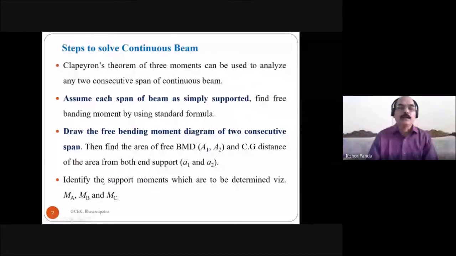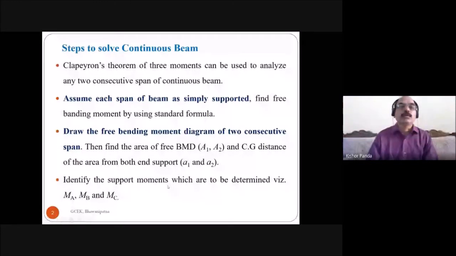Then you have to identify the support moments which are to be determined, that is MA, MB, MC, because in two consecutive spans there are three moments, MA, MB, MC. So you have to identify the moments: if the end supports are simply supported, then at the end the moment is zero. If the end supports are fixed, then you have to take the end moments MA and MC. That's why you have to identify the support moments which are to be determined.